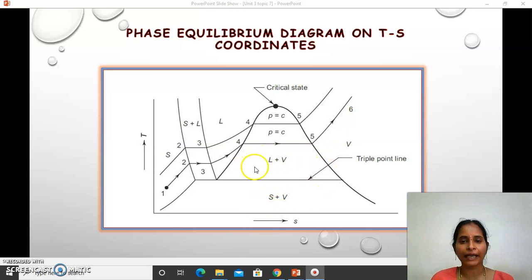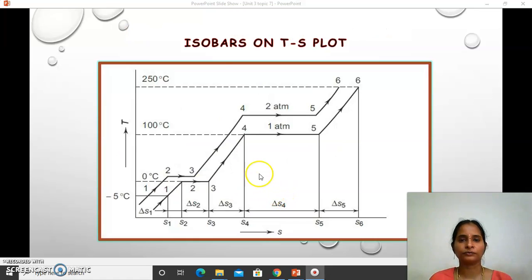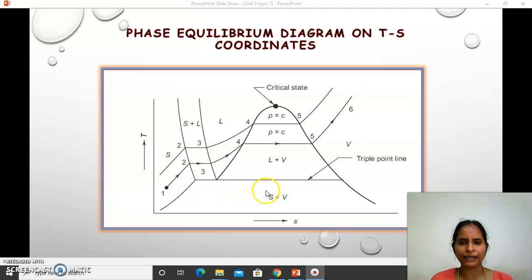Here again I can label this: this is the solid plus vapor region, this is the liquid plus vapor region, here solid plus liquid, and liquid only. All the other labeling points will not be changed. The only thing is that isobars are drawn in TS coordinates. This is the second thing, shown here for explanation purposes.